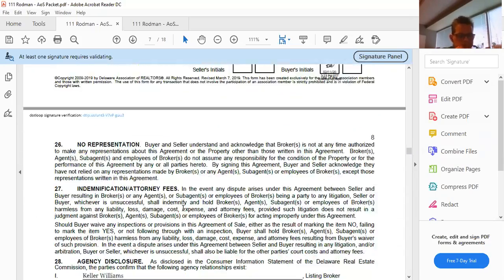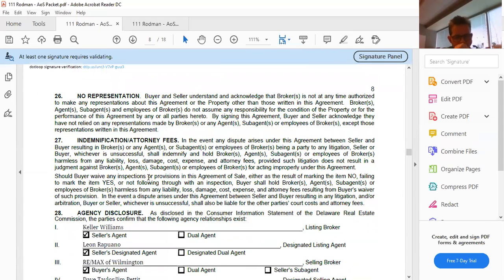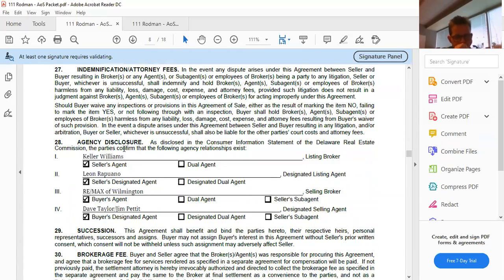I know I'm going to kind of cruise through just to move on a little bit. No representation, if it's like a for sale by owner, then there'll only be one agent. Indemnification, attorney fees, that's going to be part of the attorney. The agent disclosure, again, don't look at the agent name.